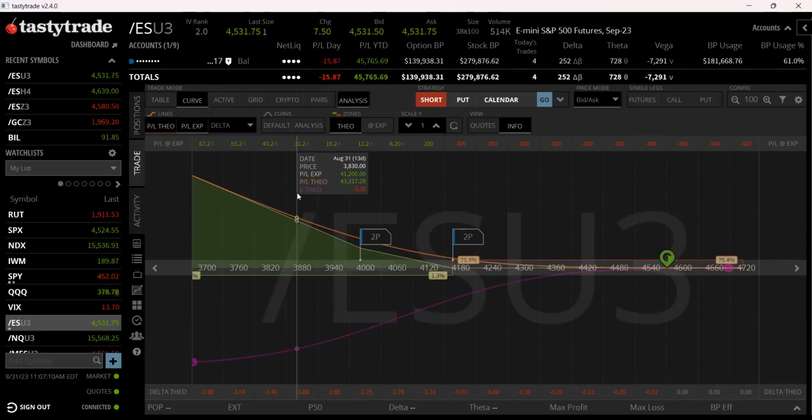Also, that's just assuming that the price moves there. If volatility increases, these are going to be worth even more than that. These are probably going to be worth closer to $50,000 or $60,000 on that particular move.